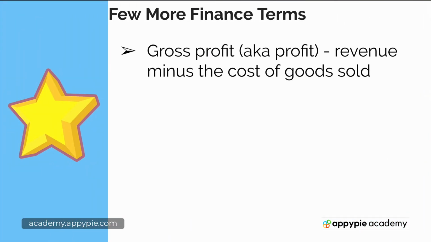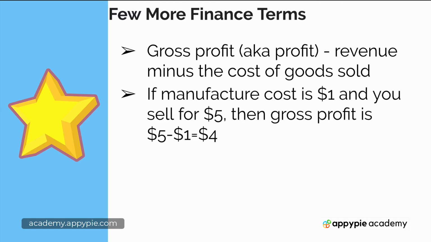So your gross profit, which usually is what people refer to as just profit, is the revenue that you get minus the cost of goods sold. So it's a basic calculation. Essentially, if it costs you $1 to make something and you sell it for $5, then your gross profit is just $4. You take your total sale price minus that manufacturer price and you keep the $4.